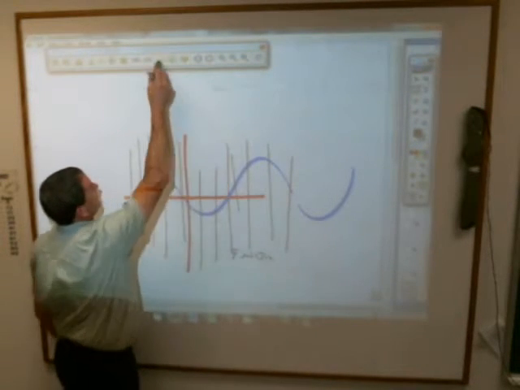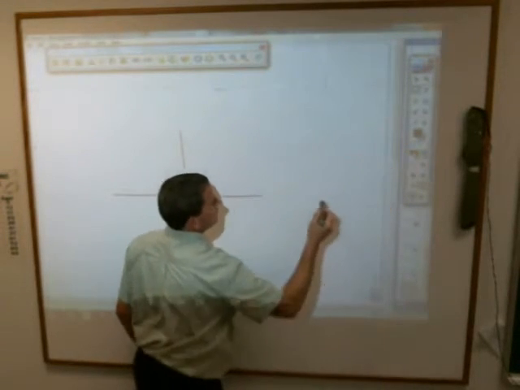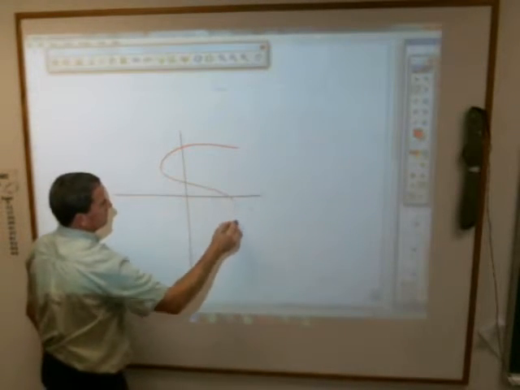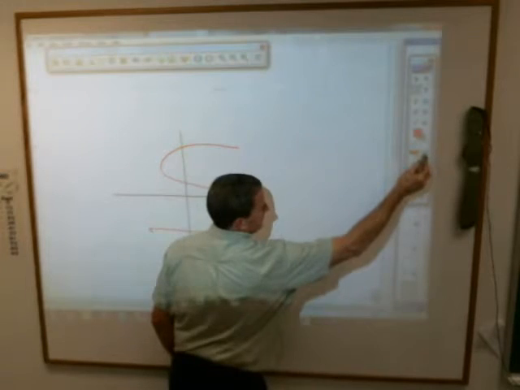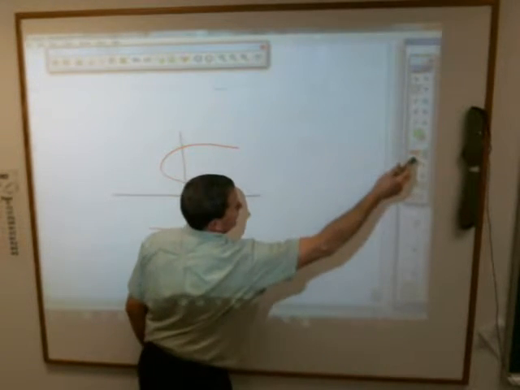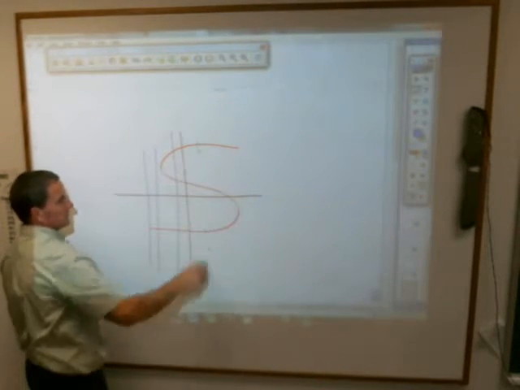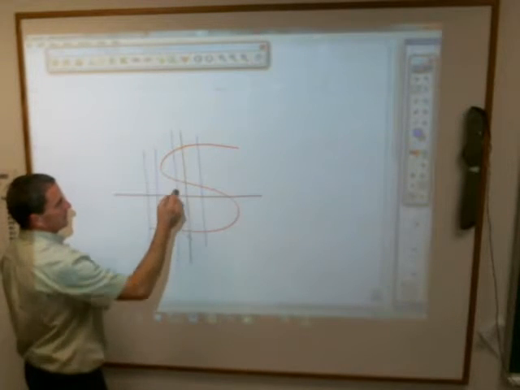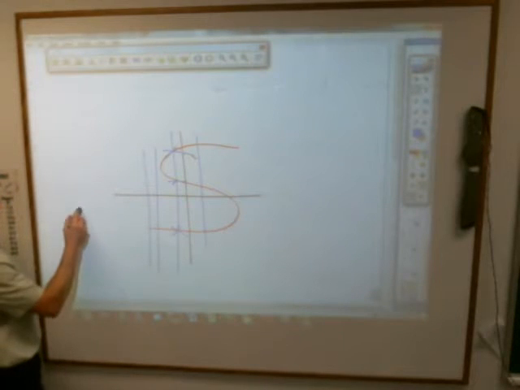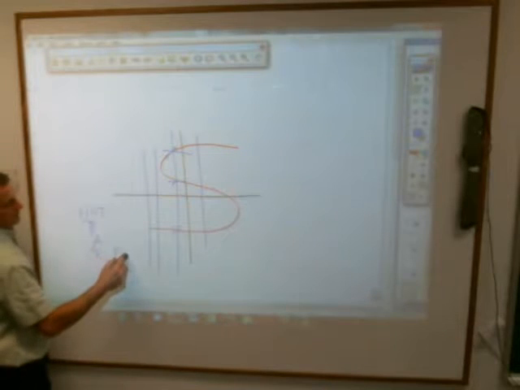Something that would not be a function would look like this. Here's my graph. If what I graphed looked like the letter S, and I draw a whole bunch of vertical lines, you can stop right there, because this vertical line crossed not only in one, but in 3 different places. So this is not, I repeat, not a function.